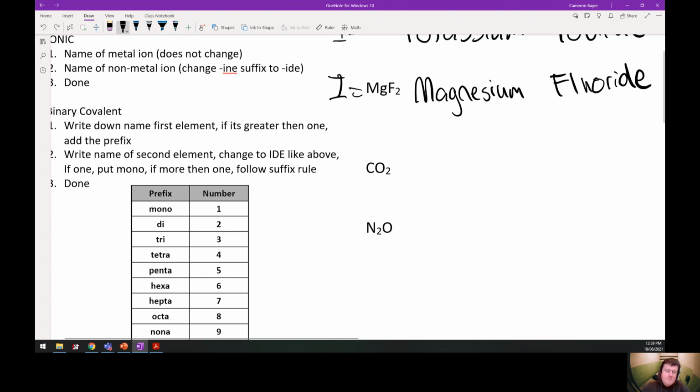Now the next one, the reason why we call these binary covalent is it's just 2 elements, because covalent compounds can get really, really large.